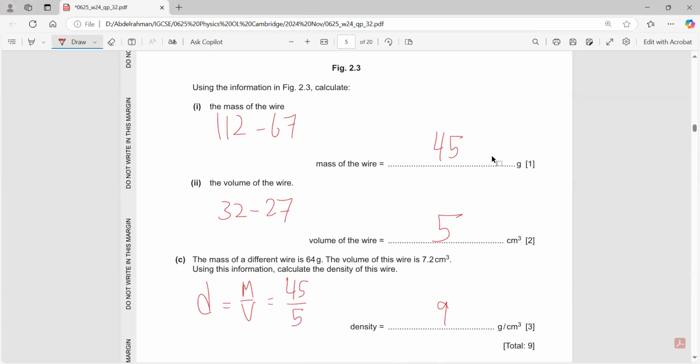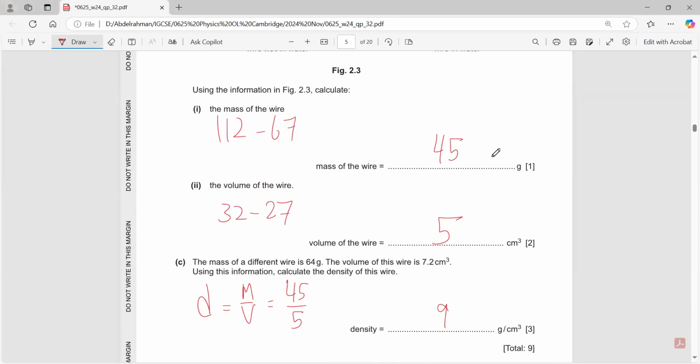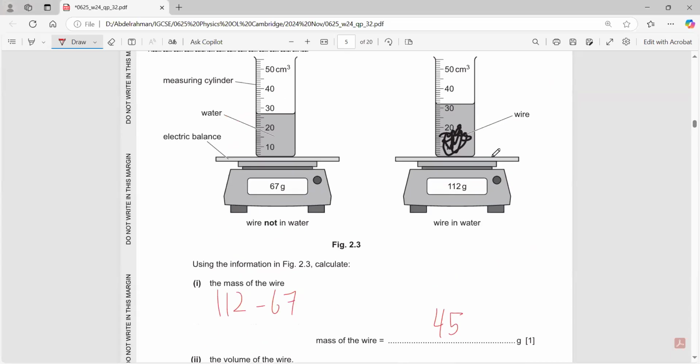Is this actually 45? Mass of the wire, 112 minus 67, let me calculate it again. I guess, yes, it is 45. Did I do something wrong? 112 minus 67. Yes, it is 45.